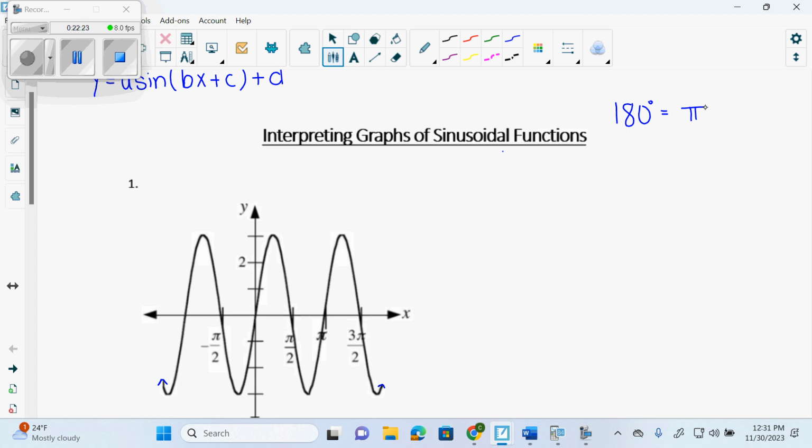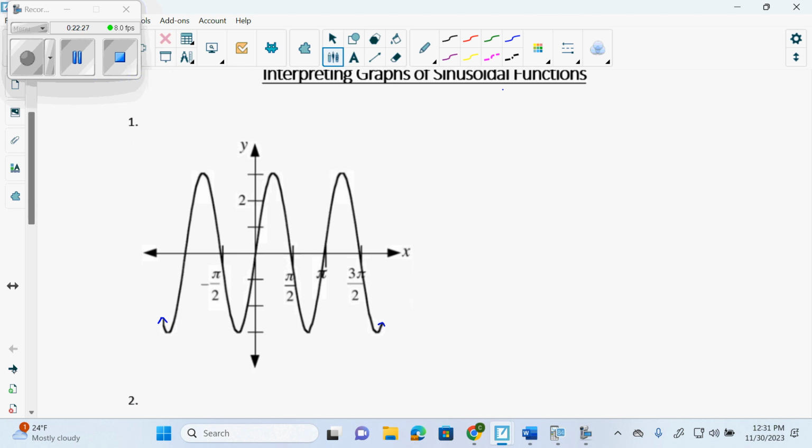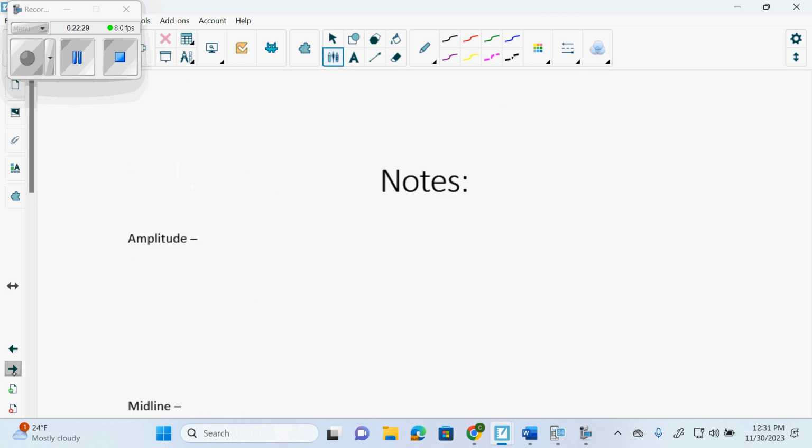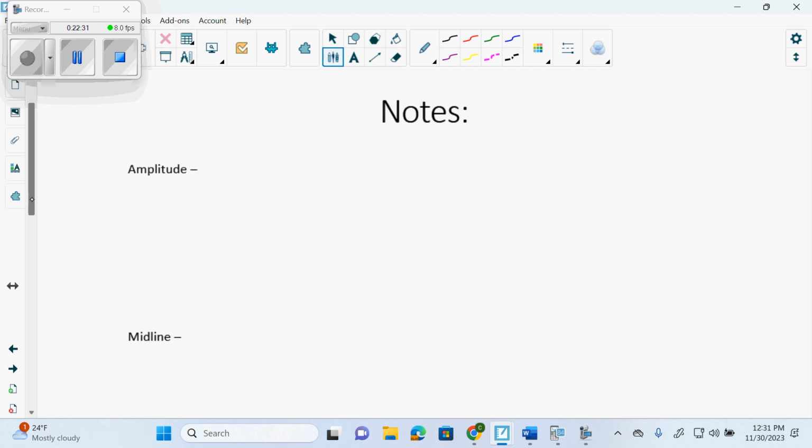So let's look at this graph. The first thing we're going to do is go to the notes part of it. It's about 5 pages in. We're giving a little notes section on: if I'm given graphs, how do I find these things? So these are notes on sinusoidal graphs.